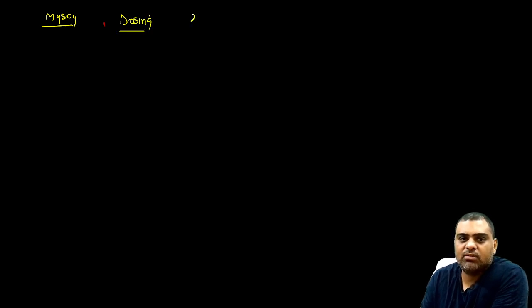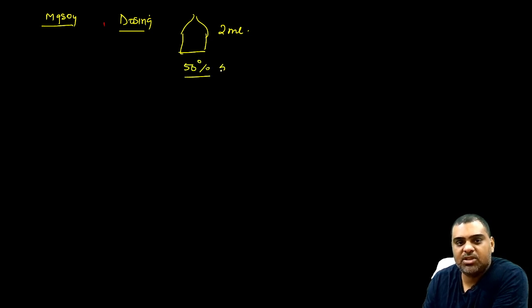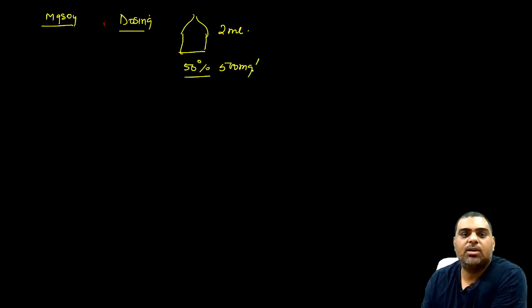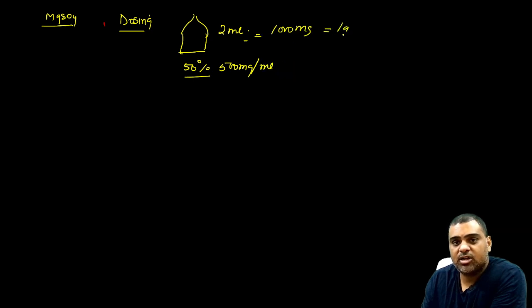Now, MgSO4, first understand the dosing. First understand the vial. The ampule of MgSO4 contains 2 ml. It is a 50% solution. 50% means 500 mg per ml. So in 2 ml there is a total of 1000 mg of magnesium sulfate, that is 1 gram. So each ampule contains 2 ml, that is a total of 1000 mg, that is 1 gram, and it is 50%.